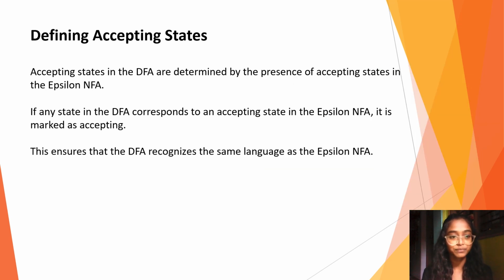Next, let us see defining accepting states. Accepting states in the DFA are determined by the presence of accepting states in the epsilon NFA. If any state in the DFA corresponds to an accepting state in the epsilon NFA, it is marked as accepting. This ensures that the DFA recognizes the same language as the epsilon NFA.